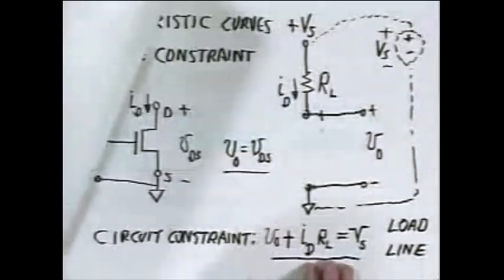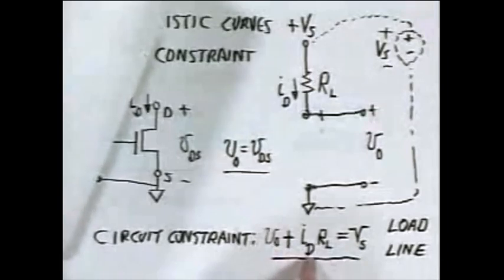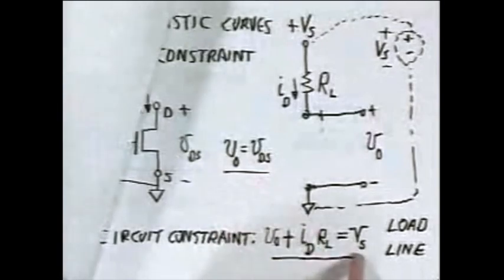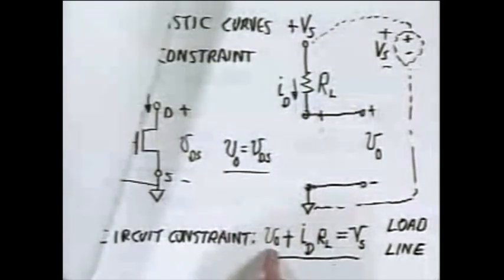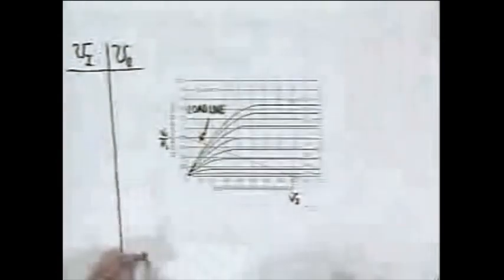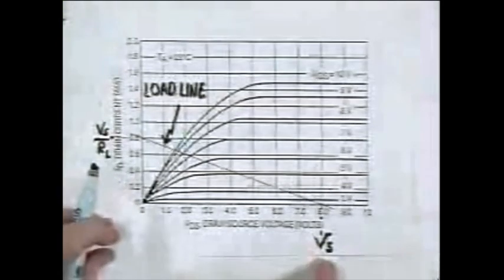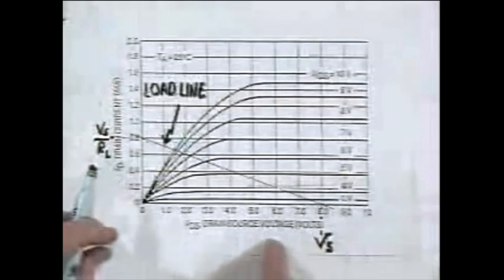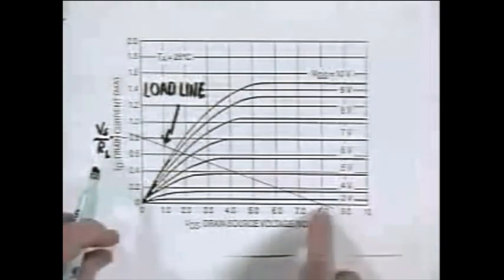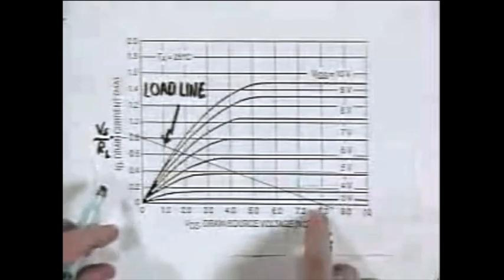coming back here for a second, the load line has a linear relationship between VDS and I sub D. When I sub D equals 0, V sub O equals VDS, which is just V sub S. And when VDS is equal to 0, I sub D is V sub S over RL. So here is that constraint plotted on these characteristics. When I sub D is 0, the circuit constraint says that the output voltage, the drain to source voltage, is just equal to V sub S, and that is that intercept on the curve, on the characteristics.